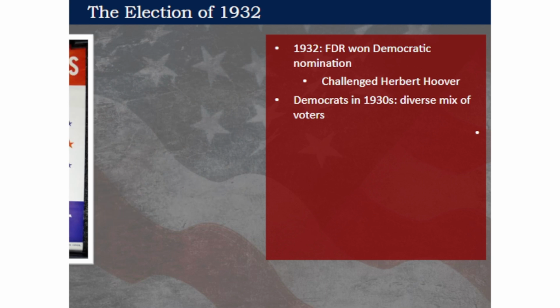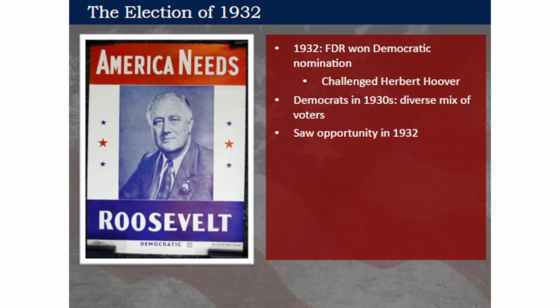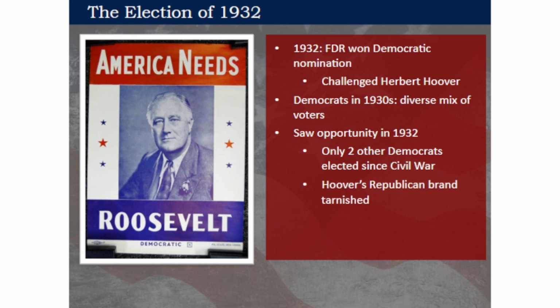Despite their divisions, the Democrats saw a tremendous opportunity when they nominated Roosevelt in 1932. Since the Civil War some 70 years before, only 2 other Democrats had been elected president. But now, with a wildly unpopular Herbert Hoover in the White House, the Republican Party brand was seen as tarnished. If the Republicans could be successfully blamed for the Depression, and if the Democrats could be seen as saving Americans from it, the result might be a long-lasting transformation of American politics, or so the Democrats hoped.